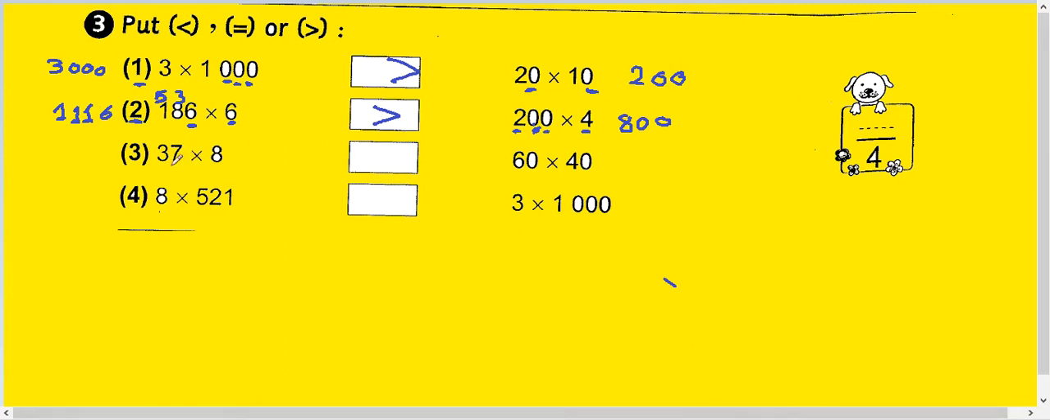Question number 3. He said 37 times 8 or 60 times 40. 7 times 8 equals 56. We write 6 and carry up 5. 8 times 3 equals 24. 24 plus 5, it will be 29.